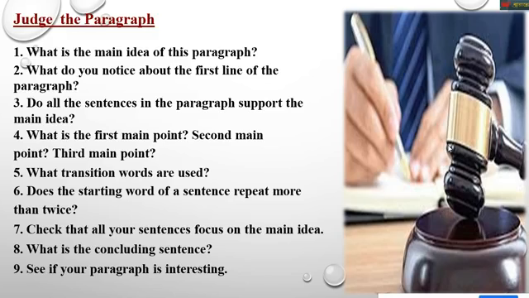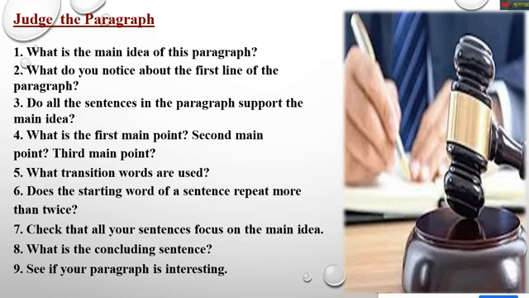Of course, you have to take care of the topic sentence and its criteria. Do all the sentences in the paragraph support the main idea and the supporting ideas? You have to look very carefully at whether the supporting sentences or supporting details support the main idea. So what is the first main point, the second main point, the third main point? You can see how it is described when we develop a new paragraph.